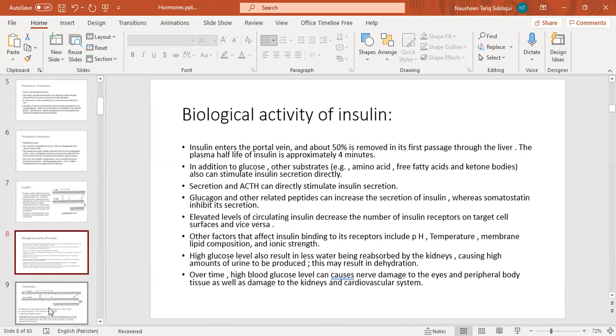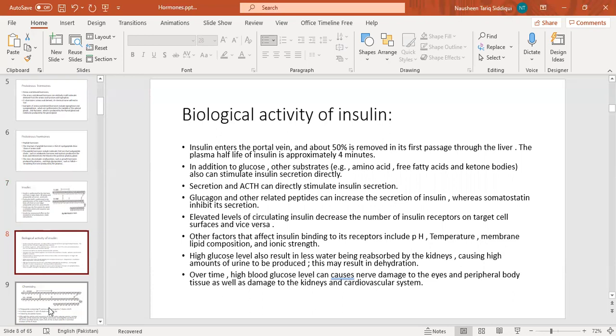Not only glucose, because insulin is secreted after the addition of glucose in the blood, but this stimulus alone is not enough. There are other stimuli, including amino acids themselves, free fatty acids and ketone bodies, which also directly stimulate insulin secretion. Besides this, secretin and ACTH can directly stimulate insulin secretion.